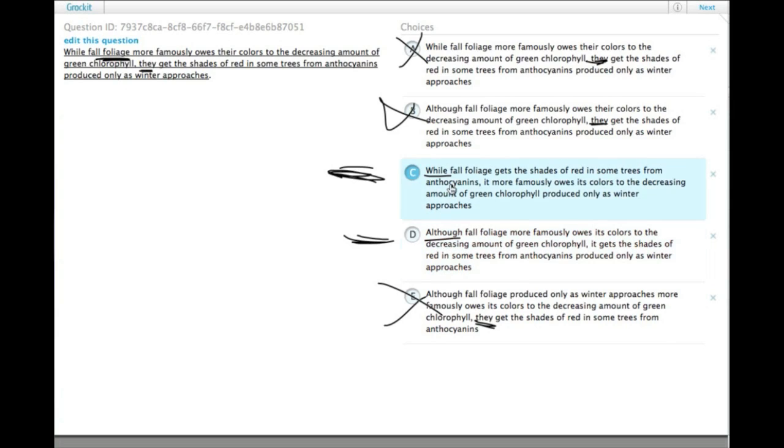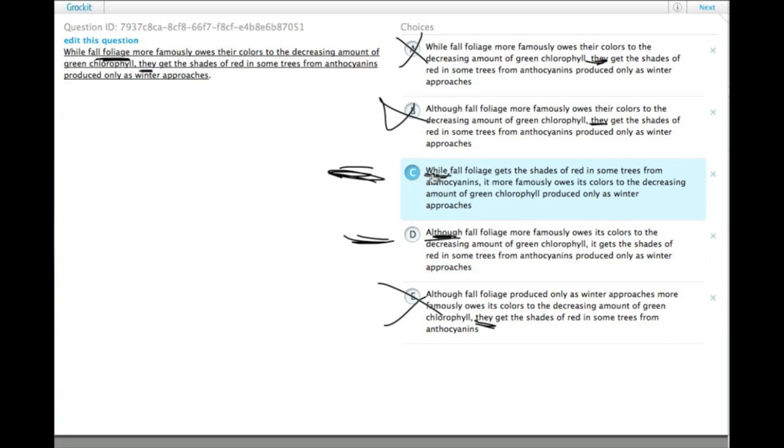there's also a little bit of a difference here in the sense of the sentence. In choice C, the subordinate clause is the information about the anthocyanins causing the shades of red, whereas in choice D, the subordinate clause, and therefore the less important point, is that, hey, it's famous that the leaves lose their color because the green chlorophyll is going away.